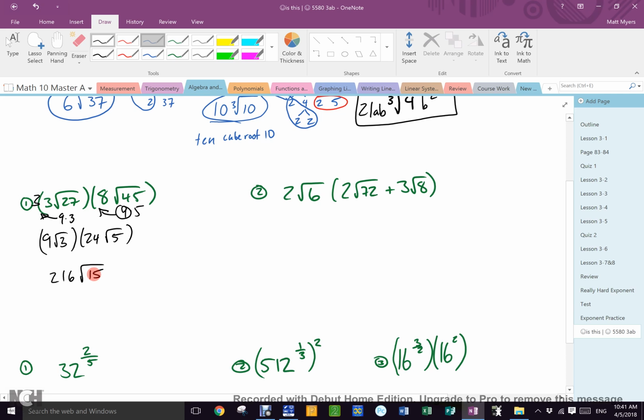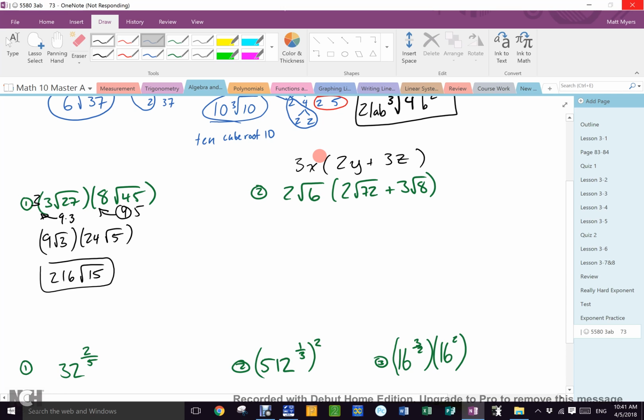Can I simplify 15? No, because it's 3 and 5. There's no pairs. Done. What about this one? Well, again, if you remember what you know from grade 9, 3x bracket 2y plus 3z, you would know that everything goes to everything. And you multiply them all together, except 6 times 72 is a big number. So what should you do?